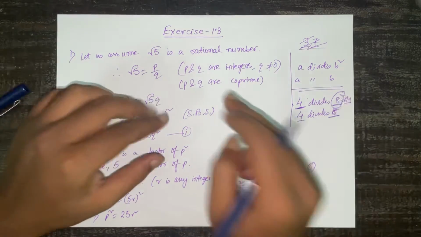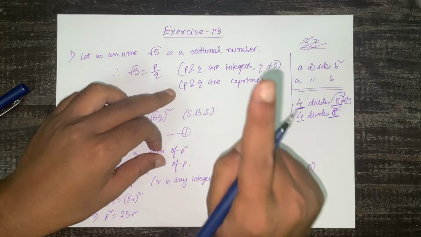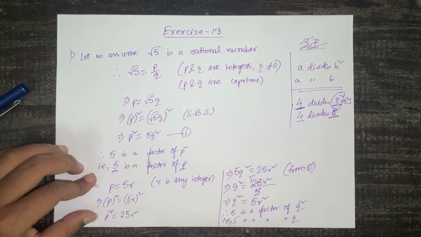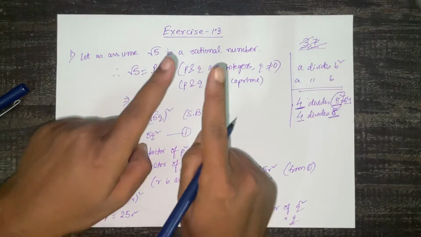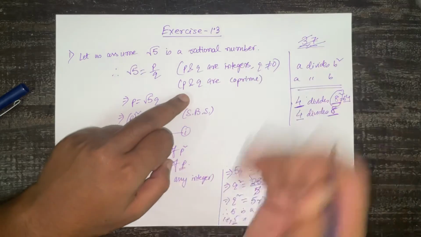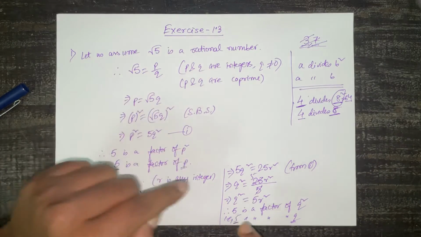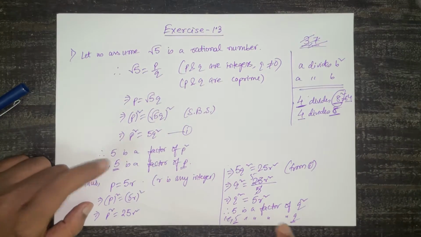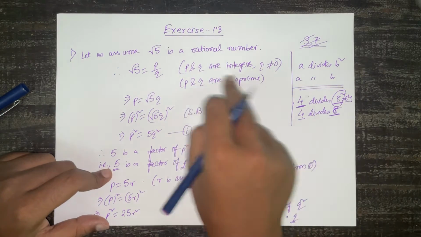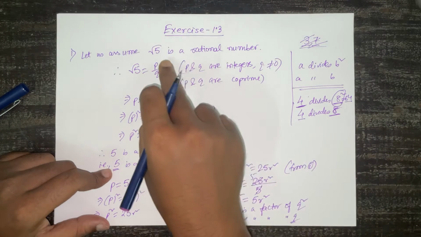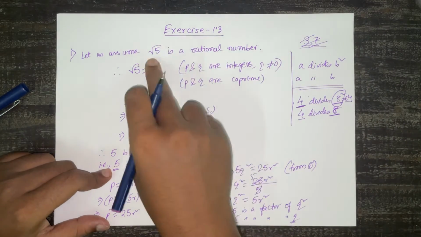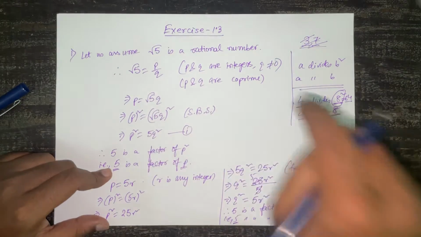What we had assumed is that p and q are co-prime, which means there will be no common factor. But here we see 5 is a factor of p and 5 is also a factor of q. That means 5 is a common factor of p and q. But we had assumed that they are co-prime, so there will be no common factors. Since our proof shows that they are not co-prime, our assumption was wrong. If this assumption is wrong, that means our assumption that root 5 is rational is also wrong. That means root 5 will not be rational, it will be irrational.